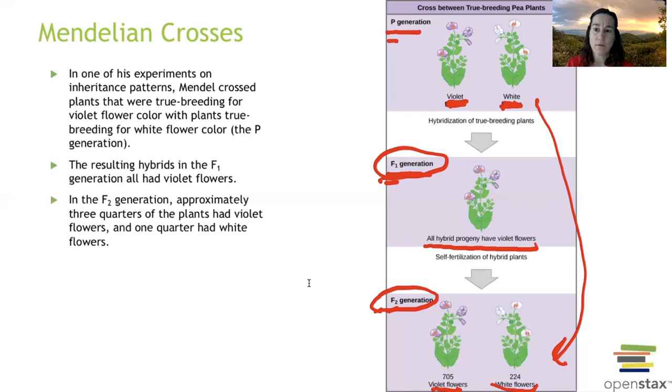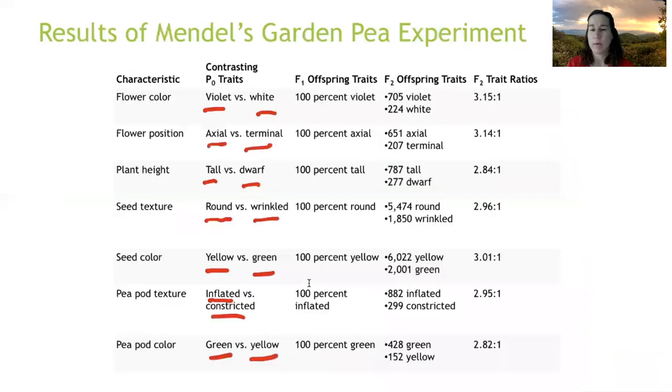And then when he did this over and over and over again, we could crank out some numbers. And so we see that about 700 of those flowers are purple and about 200 of those flowers were white. So we'll talk about ratios. So here is our flower color: purple flowers, white flowers, and our ratio 700 and 224. So it's roughly, it's a little over 3, but we're just going to say it's a 3-to-1 ratio. So it's basically a 75-25 split when we breed those guys together.